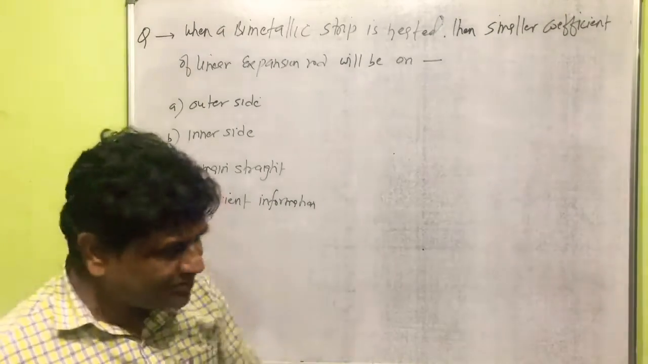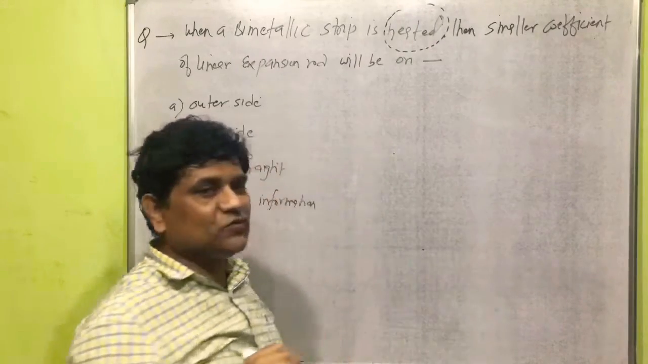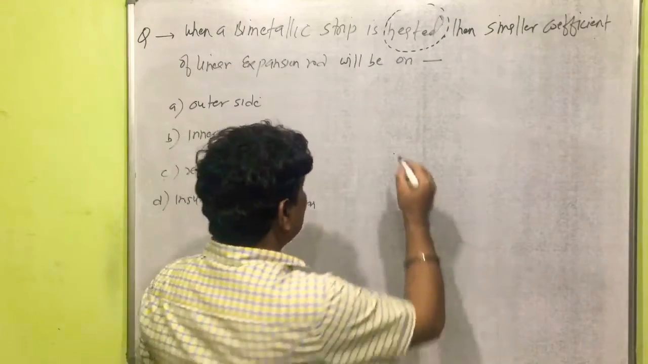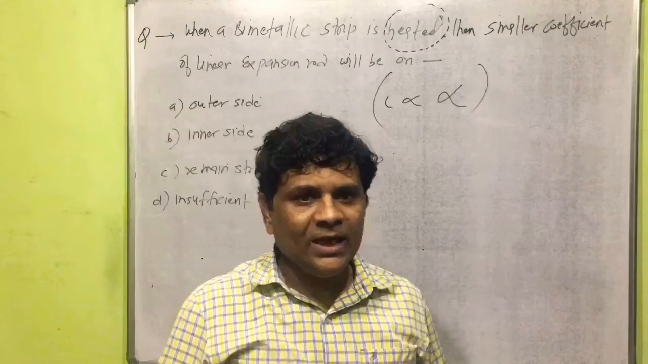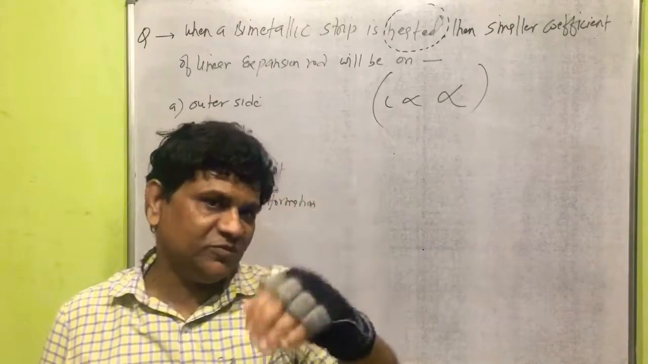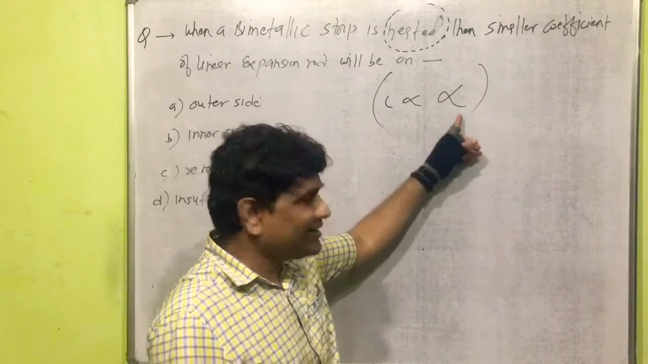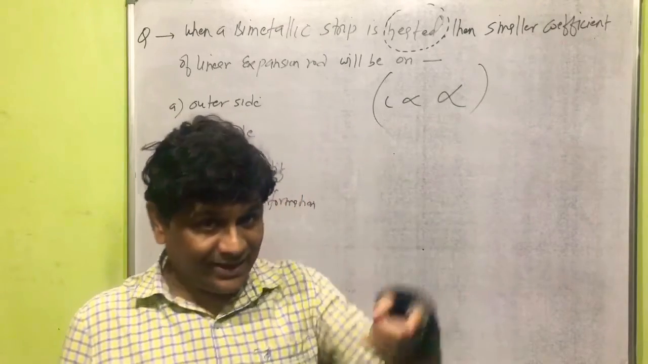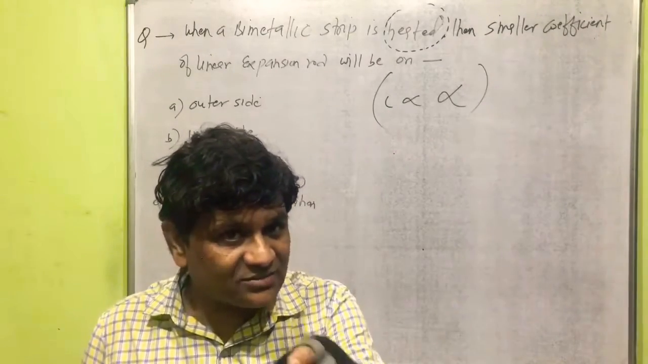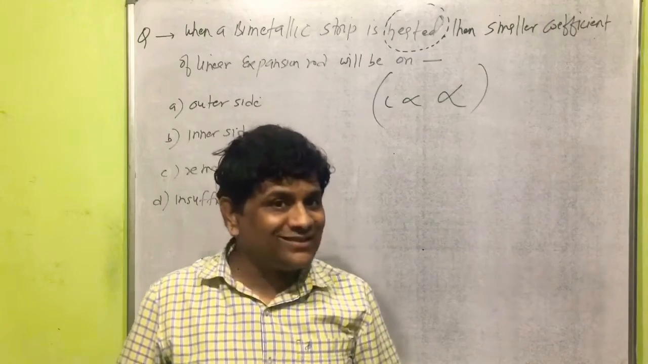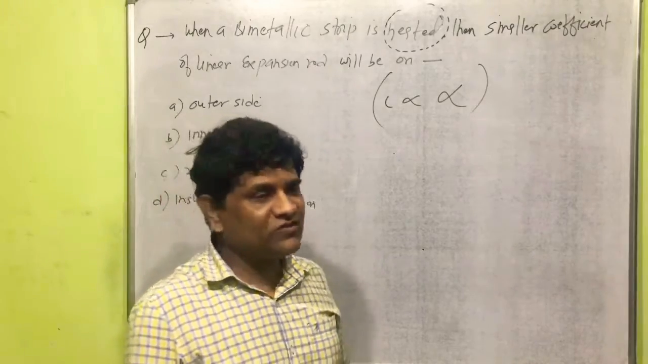In the question, one thing is mentioned: a bimetallic strip is heated. Heated means L is directly proportional to alpha. It is clear from the topic which we discussed already in class. Yes, larger alpha, larger will be the length. Larger length will be on the convex side or outer side.